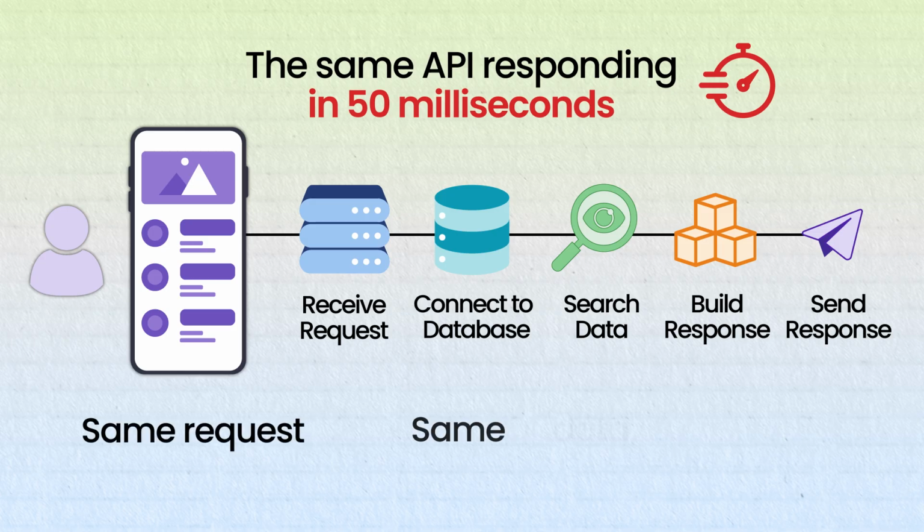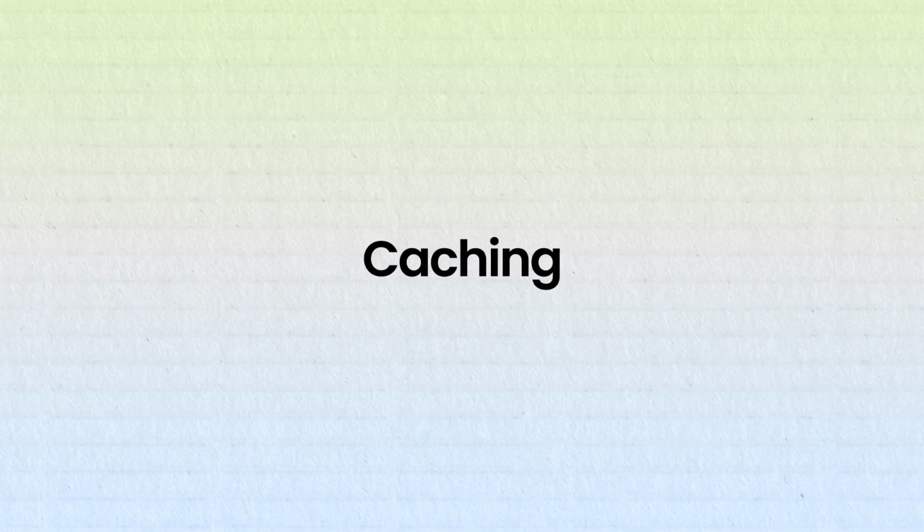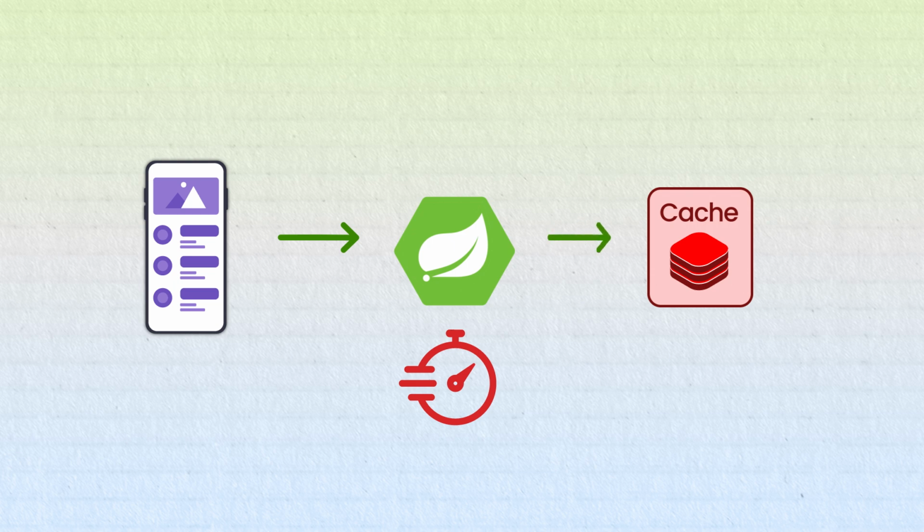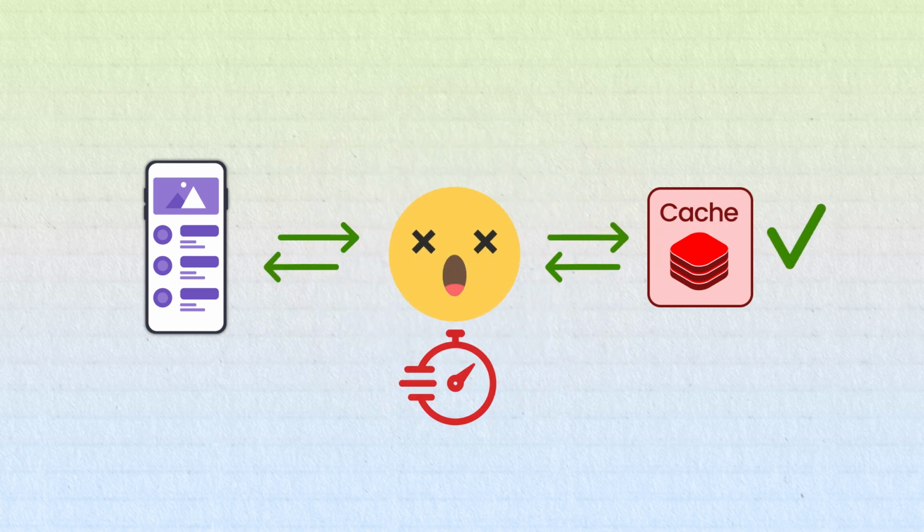Same request, same data, same result. The difference is one backend trick: caching. In this video, I will show you how caching actually makes APIs faster, where it fits in real backend systems, and the biggest mistake beginners make when using it.